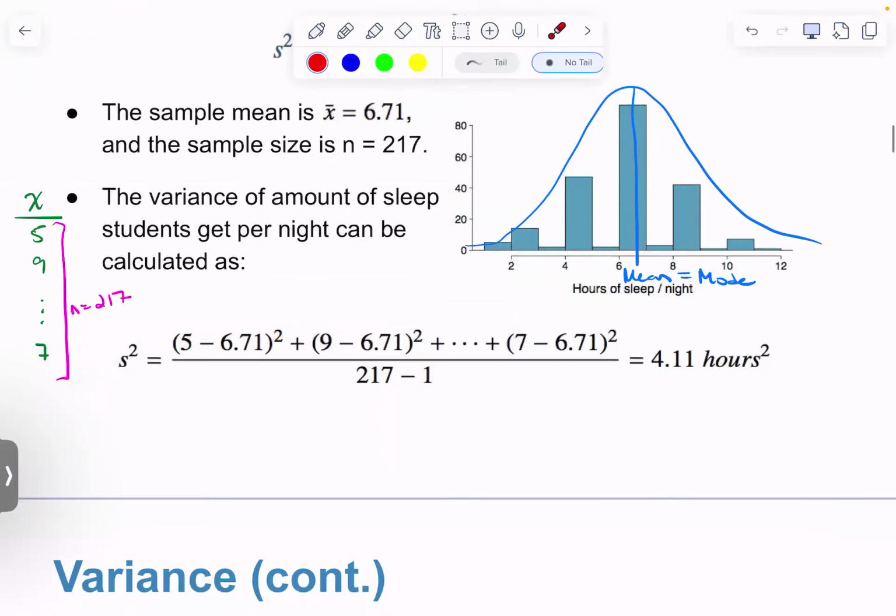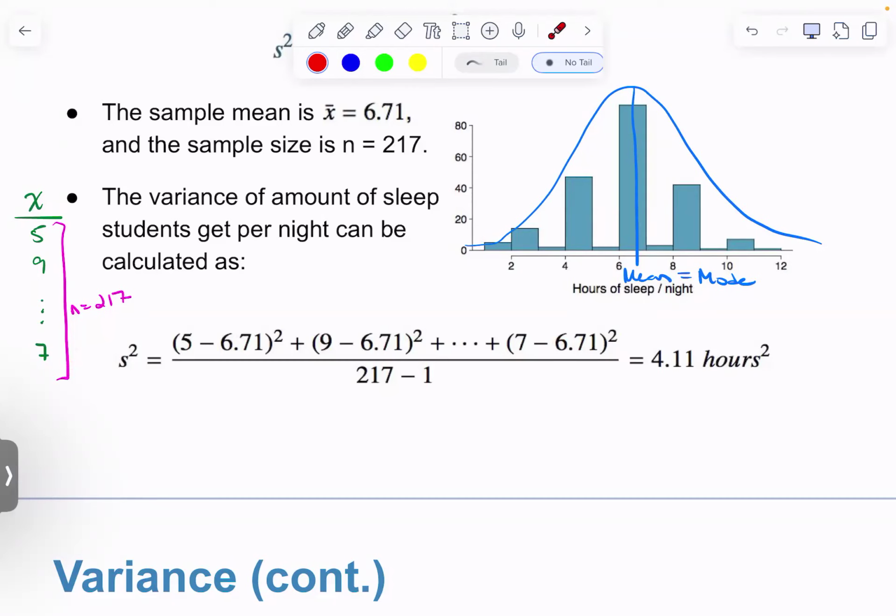Then we move on to 9. How far is 9 from the mean? 9 minus 6.71, square it. And then we move on and you do that. You wouldn't want to do that by hand. I think even 10 values is a lot to do by hand.